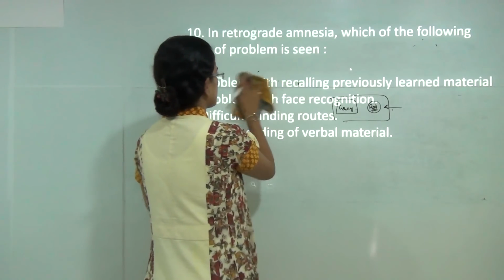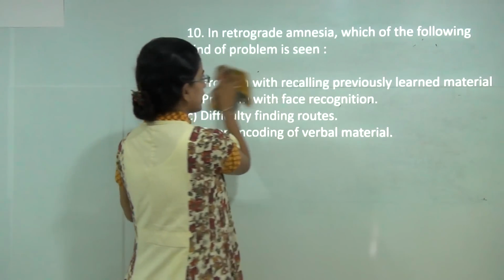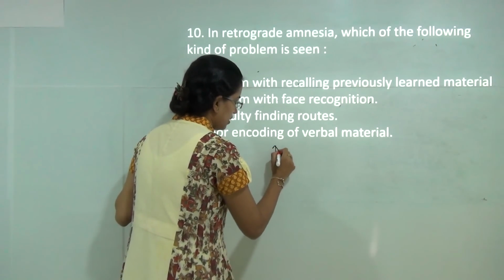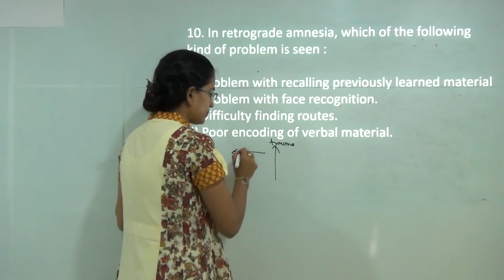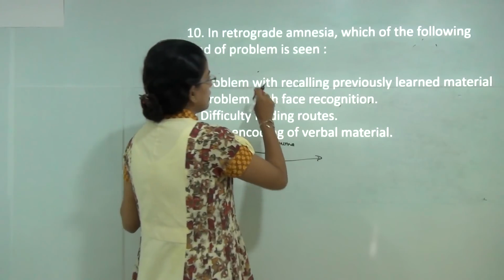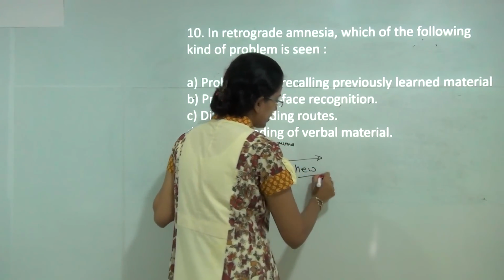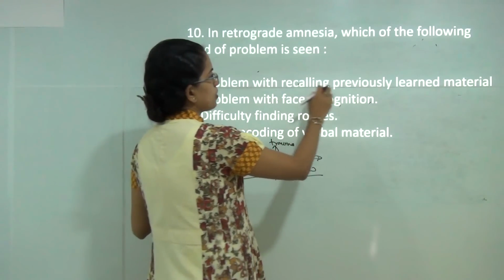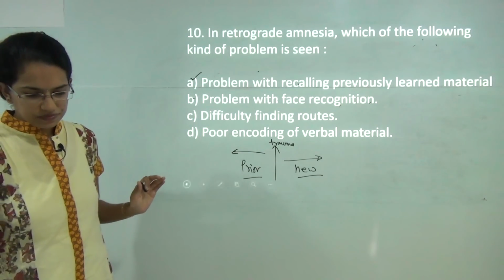Now next question, retrograde amnesia. There are 2 types of amnesia, retrograde and prograde. So you have retrograde where you forget the previously learned material. So if you have a point of trauma, all things that I learned prior to the trauma are forgotten in this case. So you have a problem of recalling previously learned material in case of retrograde amnesia.